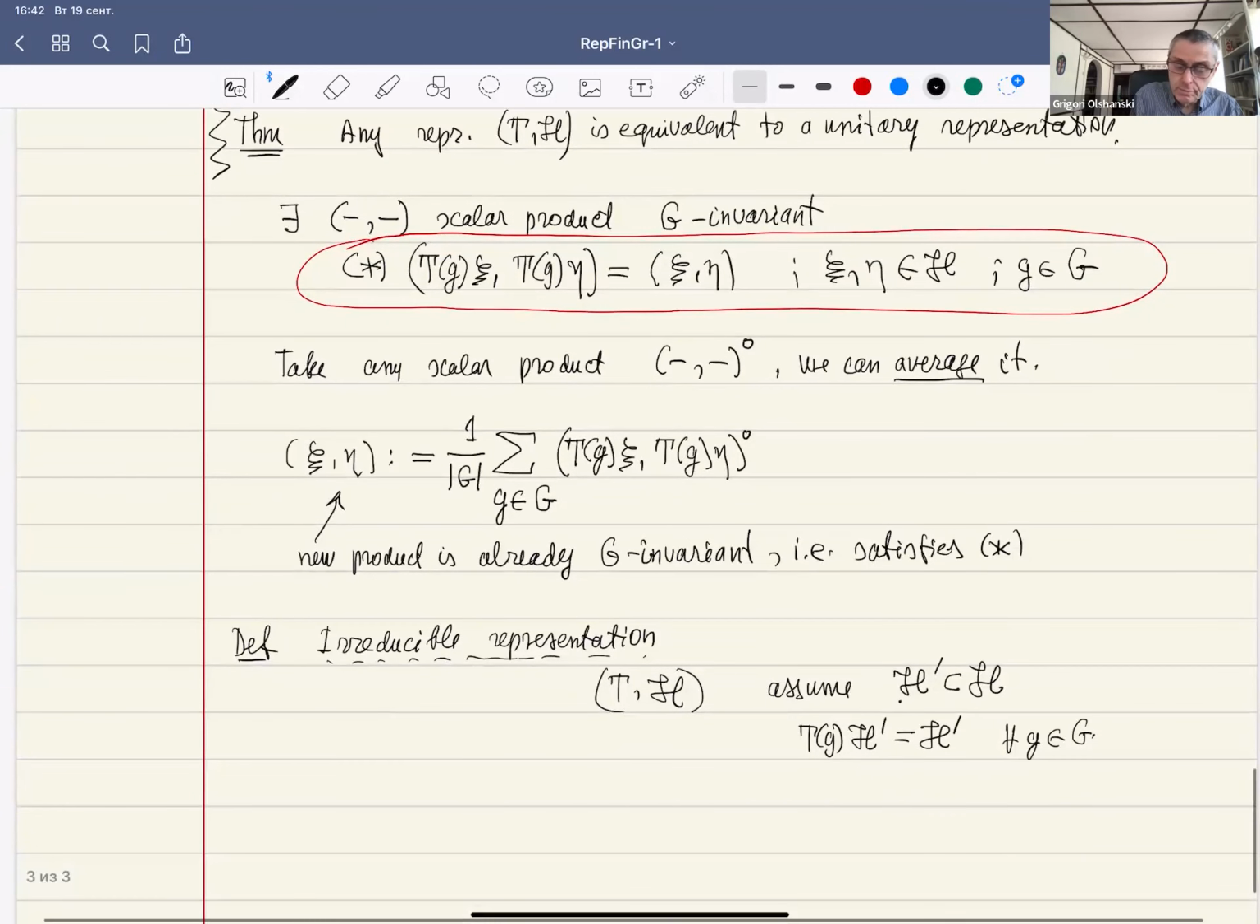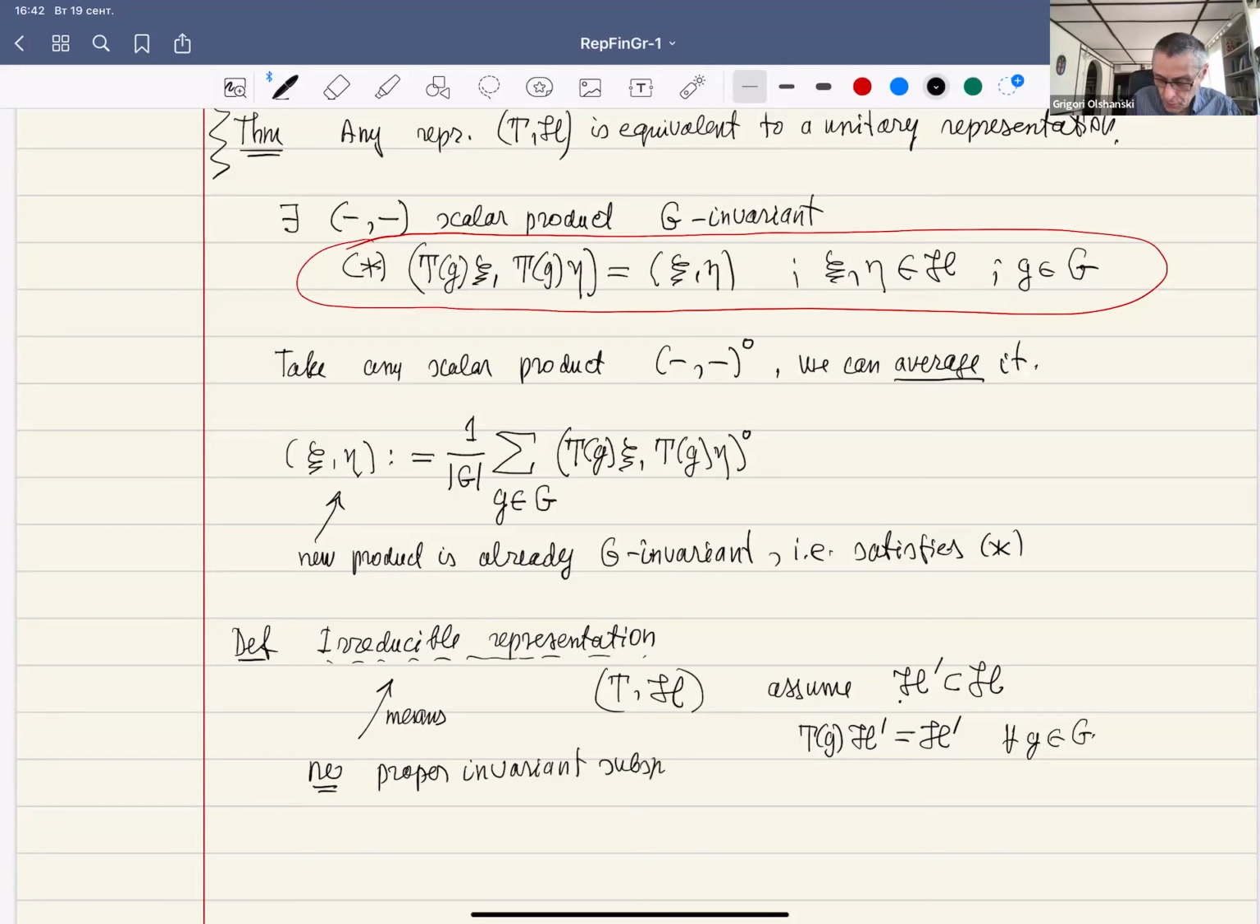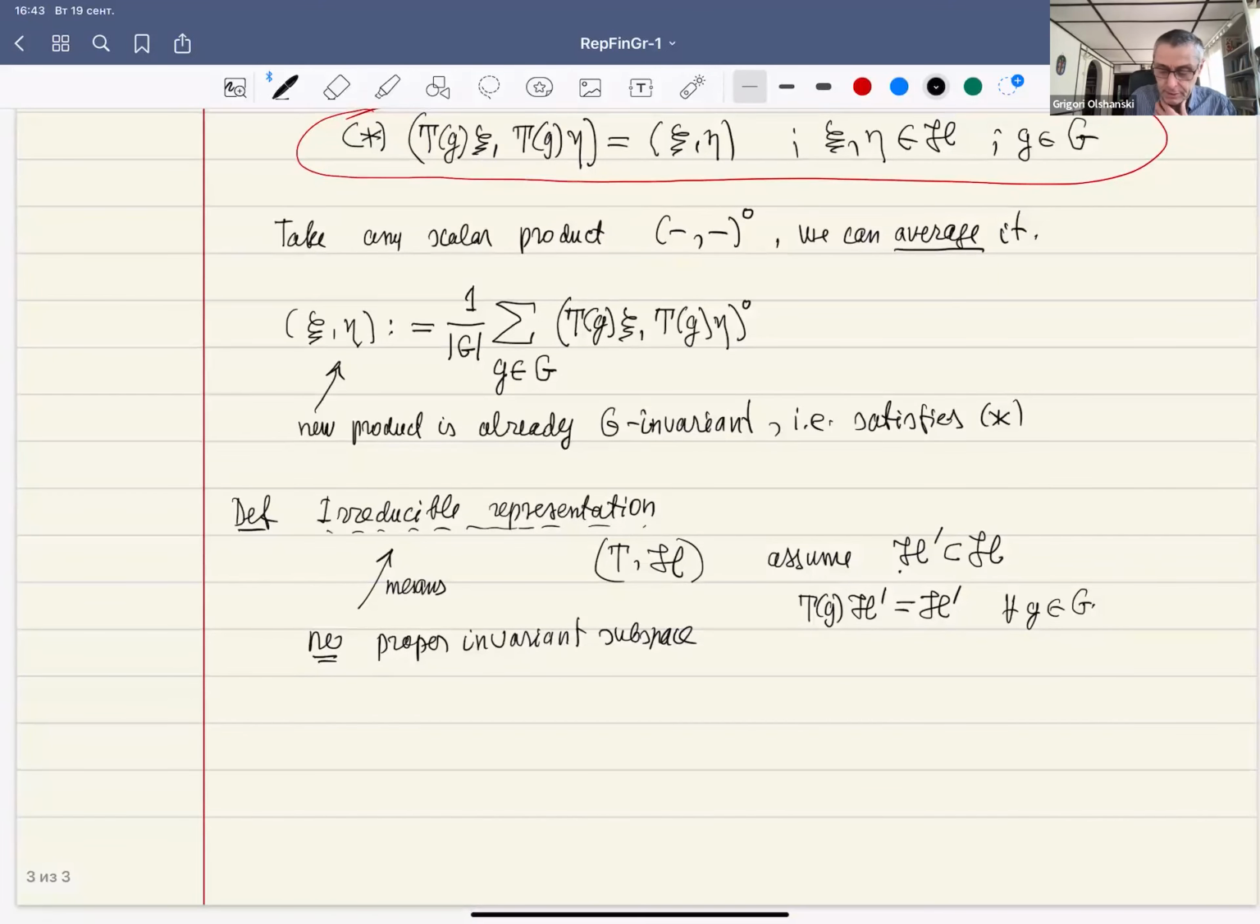So irreducible means no proper invariant subspace. Proper means that we want to exclude the zero space and the whole space. They are obviously invariant, but besides, we exclude any other invariant subspace. In this case, we say that our representation is irreducible.